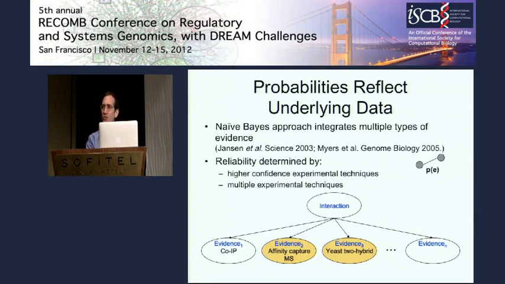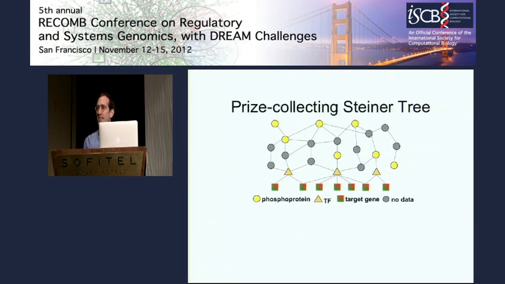And what we chose to do here was use a thing called the prize-collecting Steiner tree approach. So the core idea in the prize-collecting Steiner tree I'll show with a little piece of this hairball diagram. So in this little piece of the hairball, I've shown in yellow the proteins that are changing in phosphorylation. The boxes indicate genes that are changing in expression, and the triangles will be transcription factors.